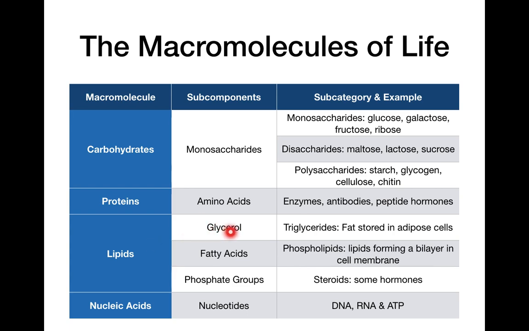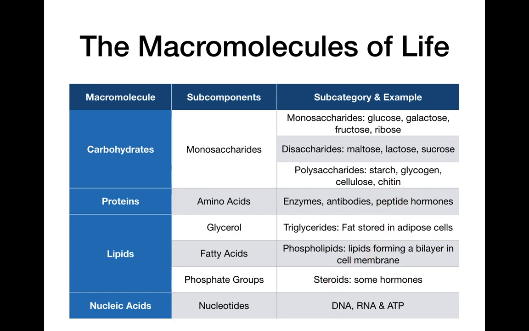For lipids, the fats, there are different subcomponents based on what kind of fat they are. Glycerol is one. Triglycerides are the fat cells that we have in our bodies that are important. Fatty acids are in cell membranes, so phospholipids are examples of that. They're in cell membranes, and lipids are also important for steroids. Some hormones are steroid hormones. They're actually lipid hormones, and then we have the peptide hormones, the protein hormones.